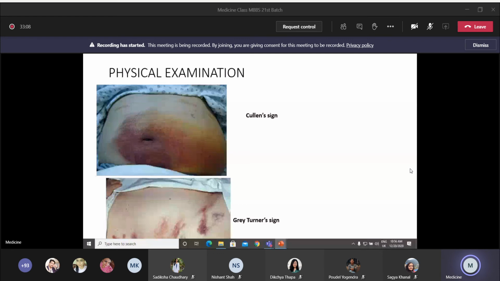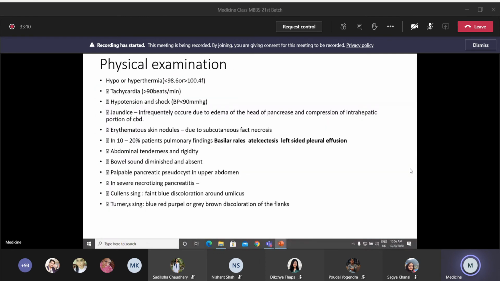So on physical examination, hypo- or hyperthermia and tachycardia may be present, hypotension depending upon the severity, jaundice, and sometimes erythematous skin nodules. I told you that in 20% of cases you might find lung findings, especially left-sided, because of atelectasis and left-sided pleural effusion. Abdominal guarding may be present. Bowel sounds may be diminished in severe cases. There might be abdominal distension and bowel sounds are diminished.